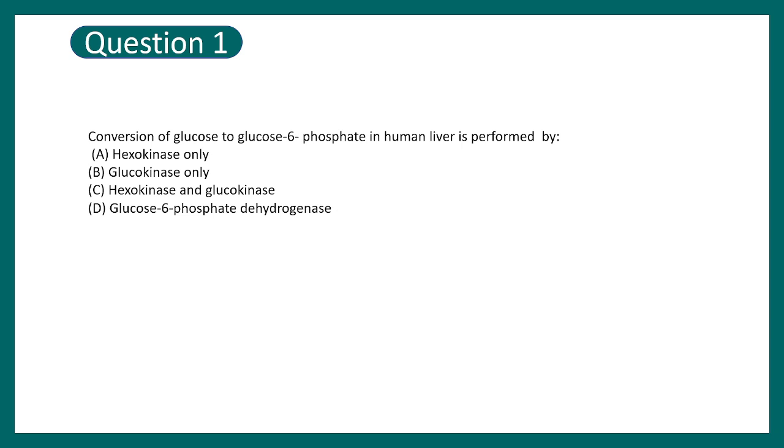Conversion of glucose to glucose 6-phosphate in human liver is performed by hexokinase only, glucokinase only, hexokinase and glucokinase, or glucose 6-phosphate dehydrogenase enzyme. This particular question asks for the knowledge about isozymes, especially hexokinase and glucokinase. You need to know the difference between them. Click on the I button. But the correct answer here is both glucokinase and hexokinase, which are active in liver.